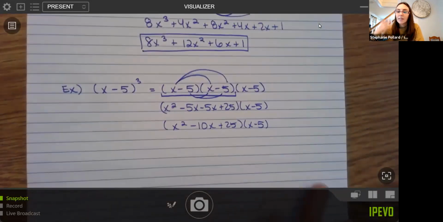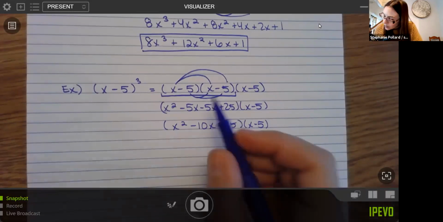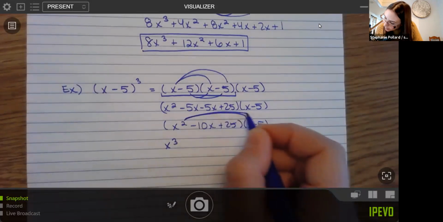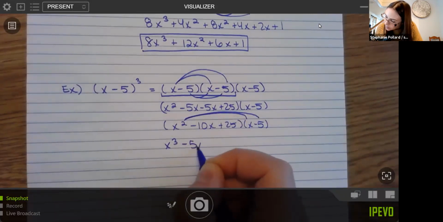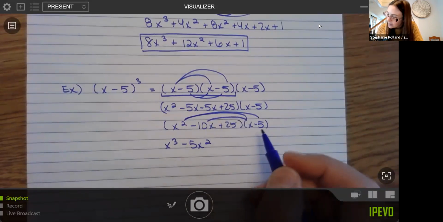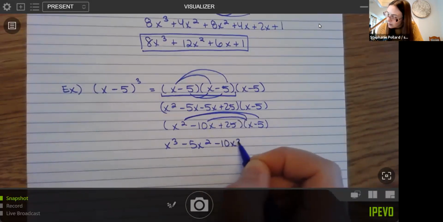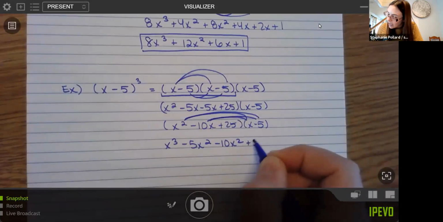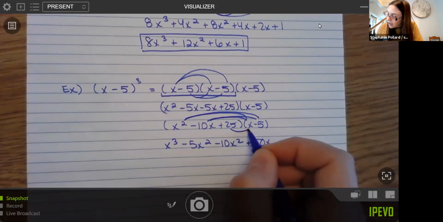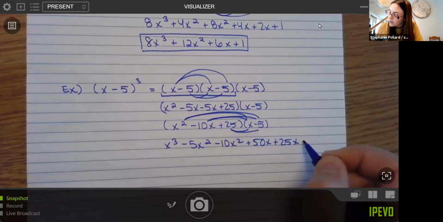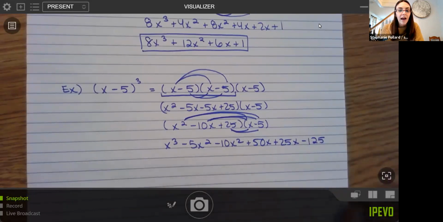And then now again, I'm just going to take my time with multiplying my new polynomials here. So I do x squared times x, which is x cubed. x squared times minus 5, minus 5x squared. Now I do the minus 10x. Minus 10x times x is minus 10x squared. Minus 10x times minus 5 is positive 50x. 25 times x is 25x. And then 25 times minus 5 is minus 125.